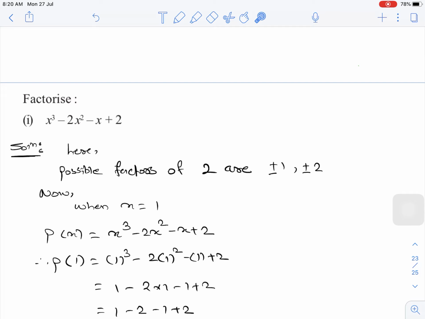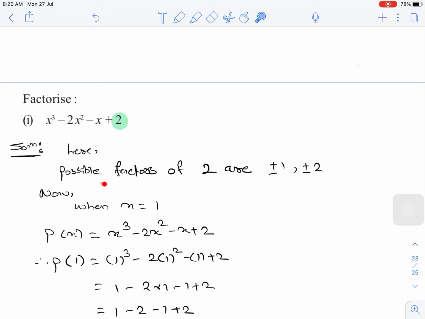Now suppose we have a cubic polynomial, that is x cube minus 2x square minus x plus 2. It can be seen that the first, second and third terms are all with variable. So we have to select the last term, that is the constant term. I am just highlighting this constant term. Now we have to find the possible factors of this constant term.